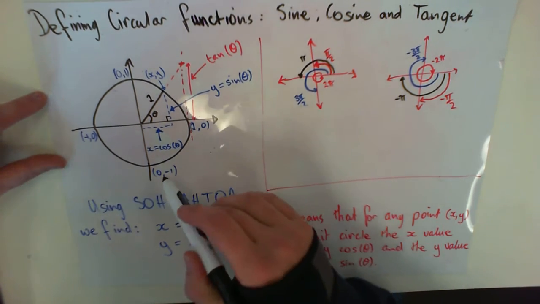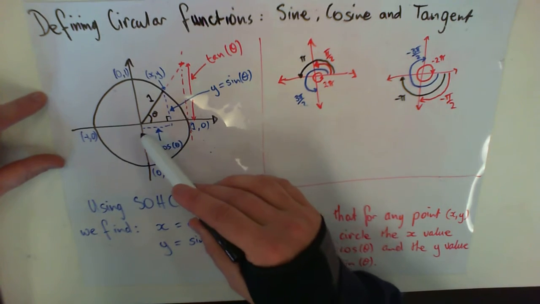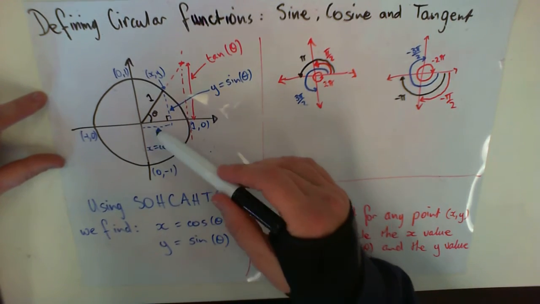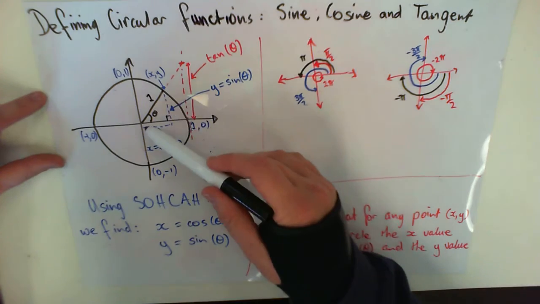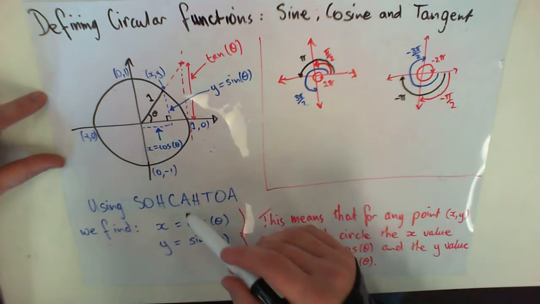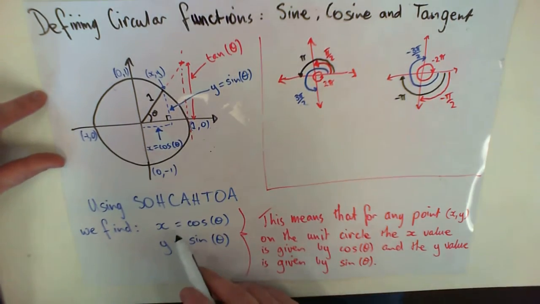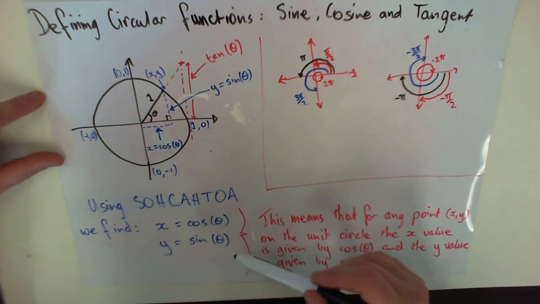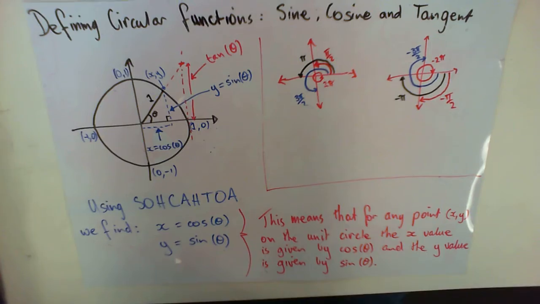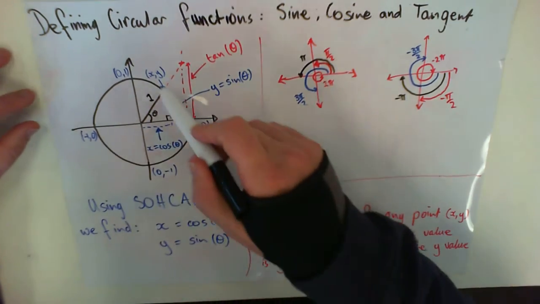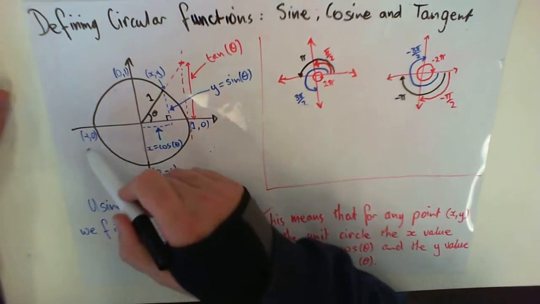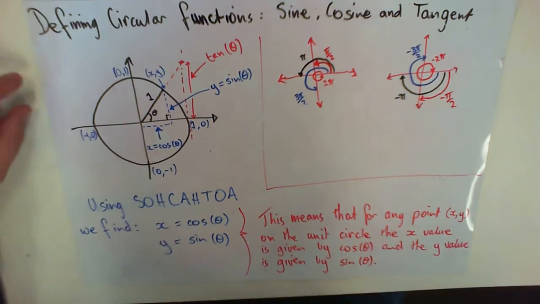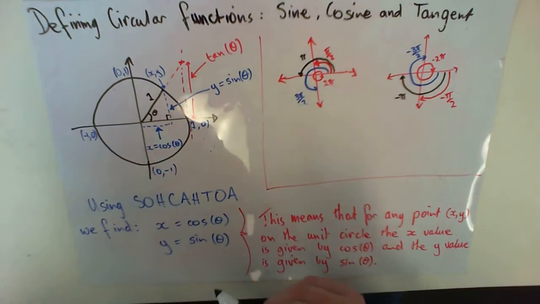Similarly, we can use SOHCAHTOA for this one here, that's going to be our adjacent, and adjacent over hypotenuse gives us cos. So we can define x being cos theta. So we've now defined x being cos theta and y being sine theta. Now that works for any point on the unit circle. And that's going to be important because we've got these defined points here, which we'll talk about in a little bit.